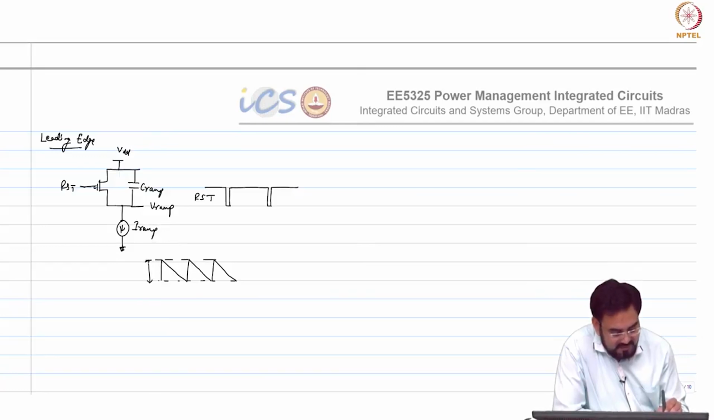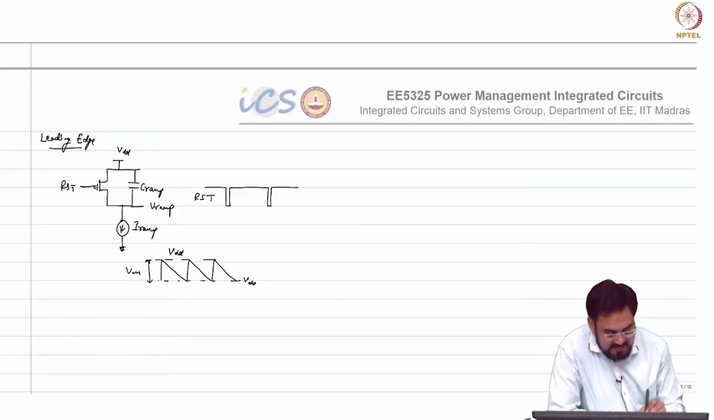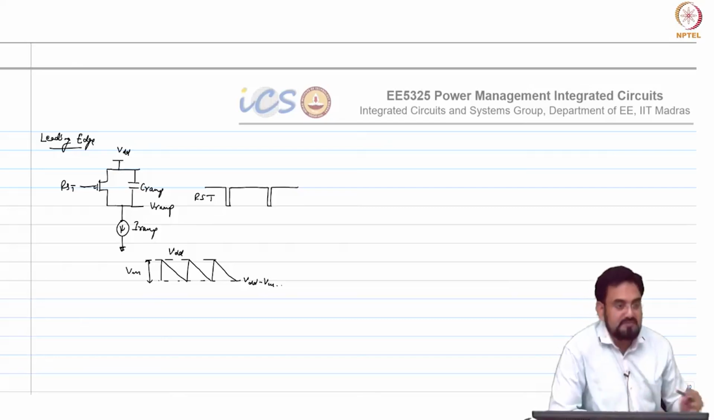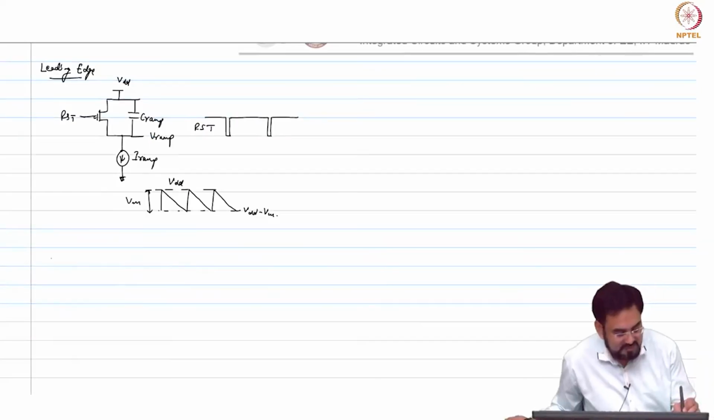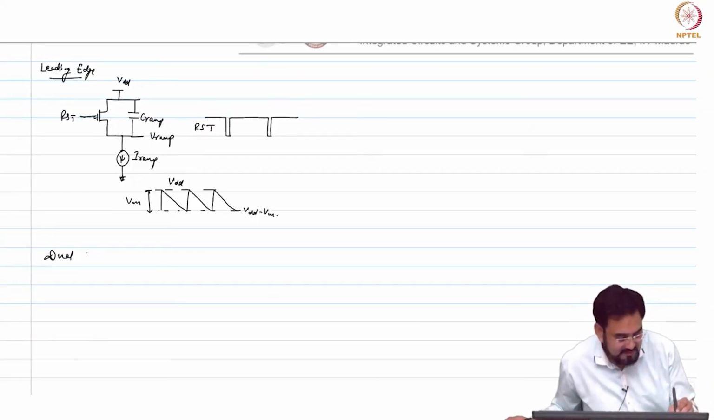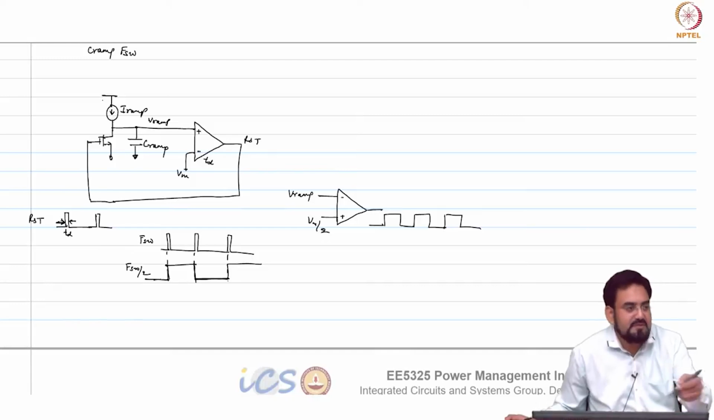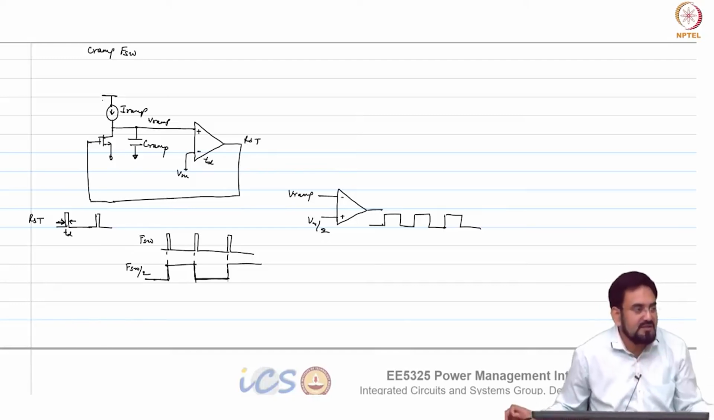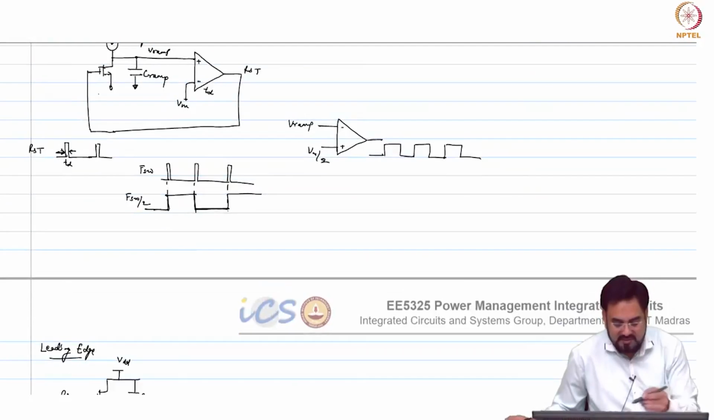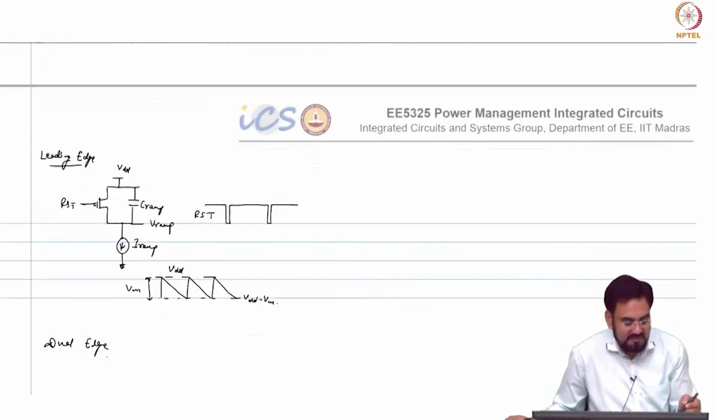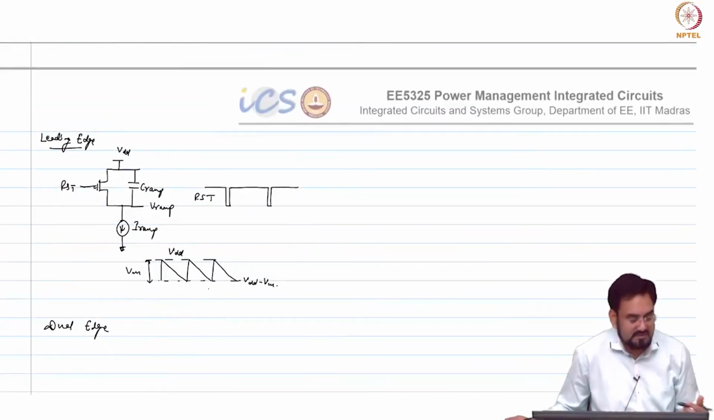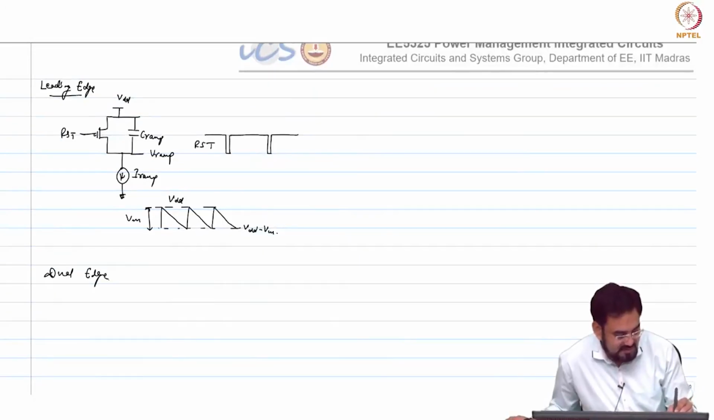So, this is your VM, this is your VDD, and this will go to VDD minus VM. Okay. So, for dual edge, and if you want to do the oscillator, you can do the same way, just connect that PMOS and with the comparator will now reset, and the waveform you get at a VRAM will be exactly like this, dual edge.